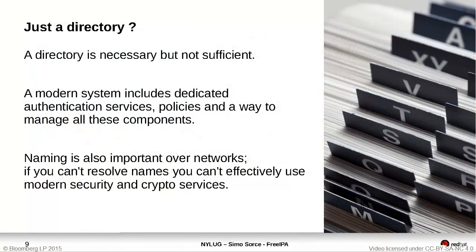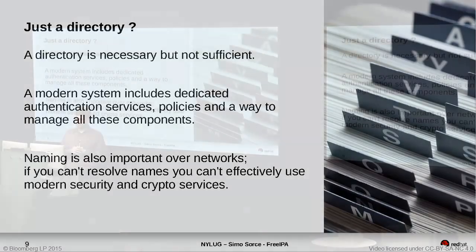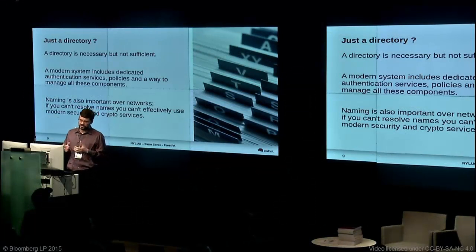A modern system includes services for authentication, policies that can be distributed to the system, and a way to actually manage all this stuff in an easy way without having to know the details of the implementation of the single protocols you're going to use. Naming is also crucial. For example, when you try to connect to a web server, you have to know the name, especially if you're using things like HTTPS. Otherwise, your client cannot validate the certificate. So naming in the network is also very important.